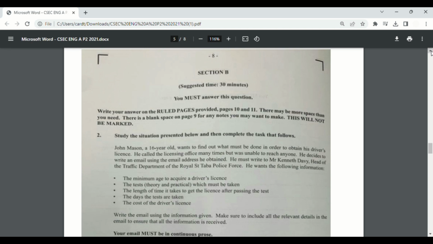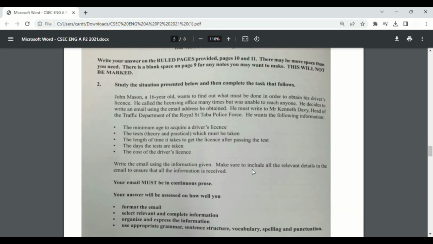Alright, so let us move on to Section B. Write your answer on the ruled pages provided, pages 10 and 11. There may be more space than you would need. There is a blank space on page 9 for any notes you want to make. This will not be marked. And so clearly we're writing an email here. John Mason, a 16-year-old, wants to find out what must be done in order to obtain his driver's license. He called the licensing office many times but was unable to reach anyone. He decides to write an email using the email address he obtained.